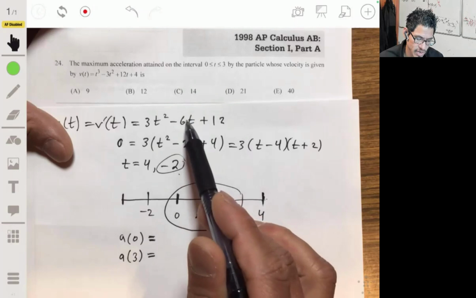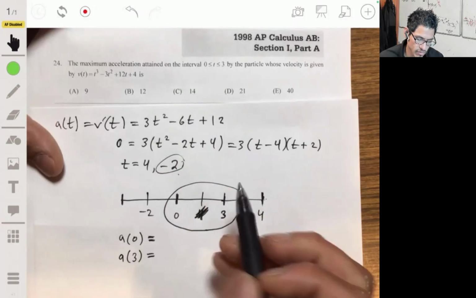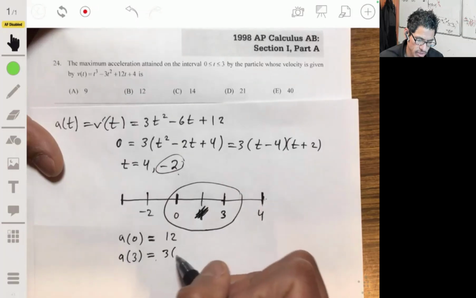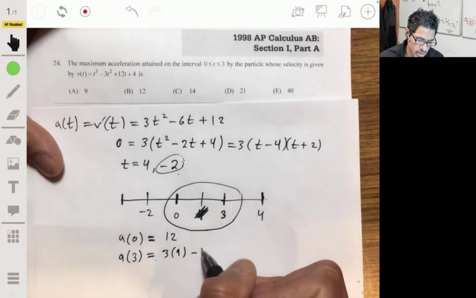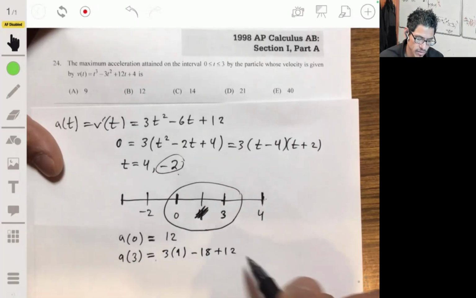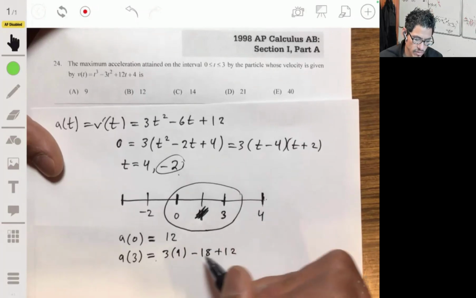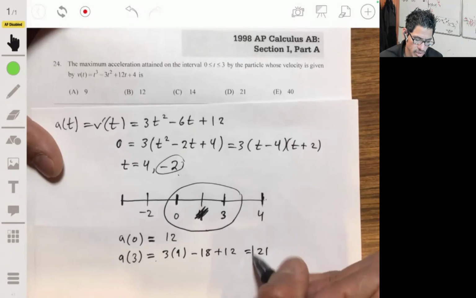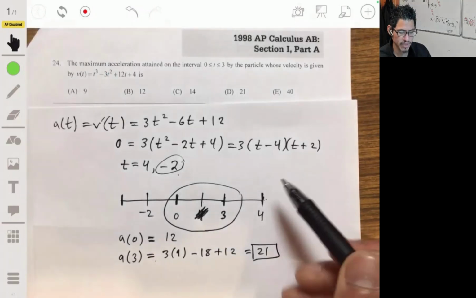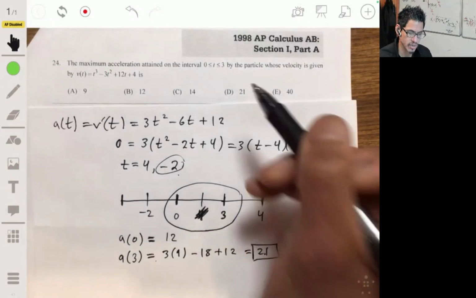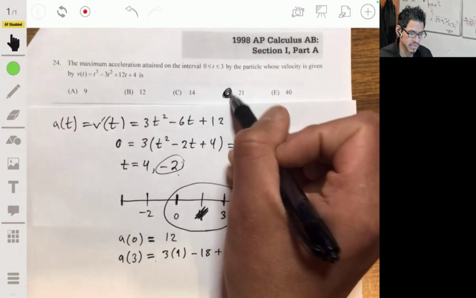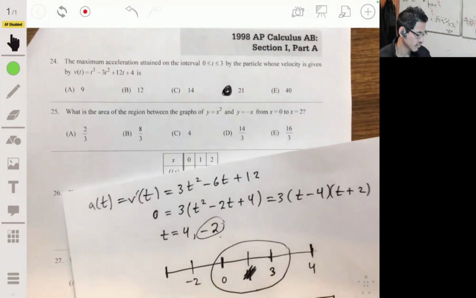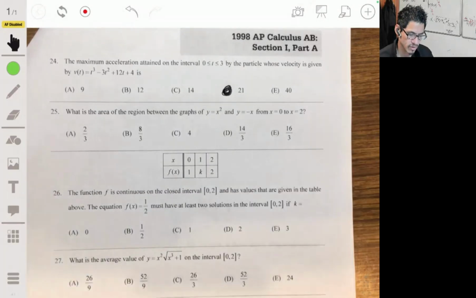Plug in 0 into here, we would just get 12. Plug in 3 into there, we would get 3 times 9 minus 18 plus 12. So 27 minus 18 is 9, plus 12, we get 21. So the maximum velocity would be 21. Or I'm sorry, the maximum acceleration would be 21. All right, 25.